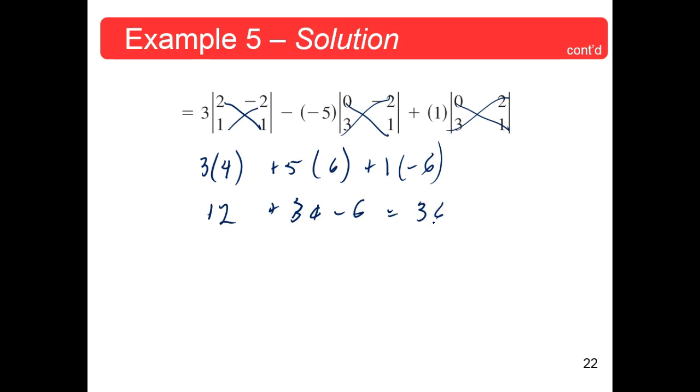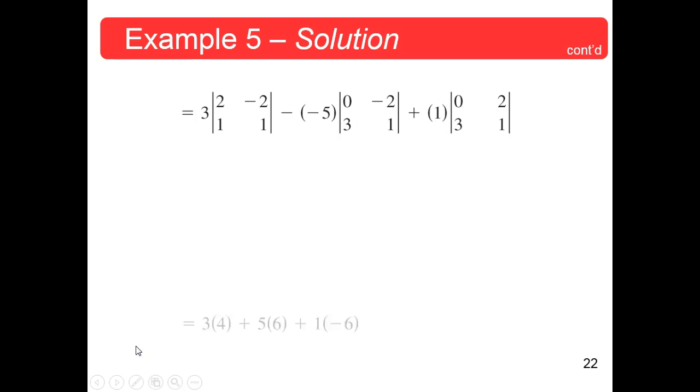So every way you do it, you get the same answer. And let me erase mine so you can see them do it. 3 times 4 plus 5 times 6 plus 1 times minus 6. And that gives you 36.